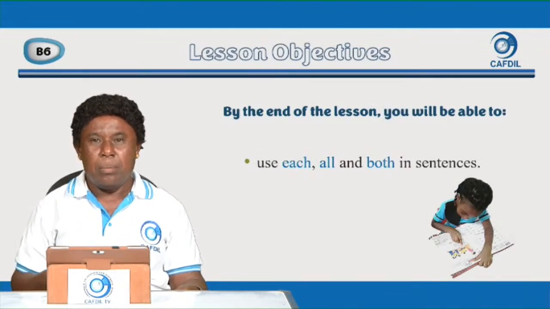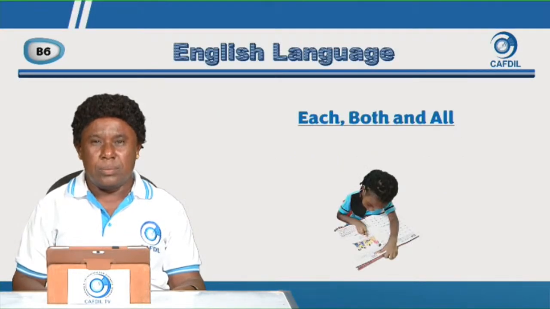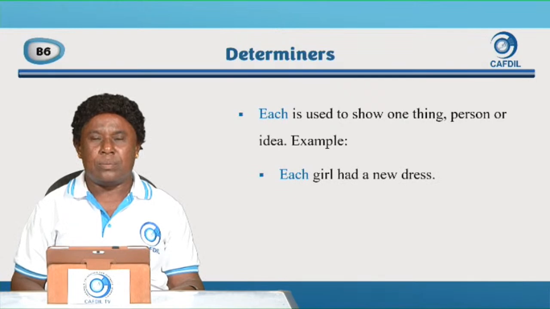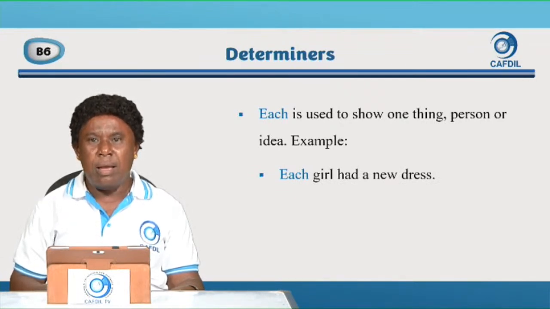As I already said, by the end of the lesson, you will be able to use each, all, and both in sentences. Each, both, and all. Each is used to show one thing, person, or idea. Example: Each girl had a new dress. As we can see, each in the sentence is talking about only one girl. Each girl had a new dress.